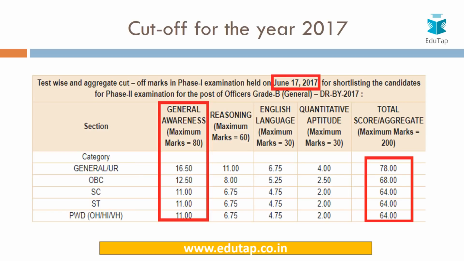Now friends, let us have a look at the cutoff for the year 2017. So in the general awareness section, the cutoff for the general category was 16.50 and the overall cutoff was 78. Friends, there were some of our students from EduTap who actually scored 70 out of 80 in the general awareness section. Basically, scoring maximum marks in this section can allow you to clear phase 1 without any hiccups, because as I mentioned earlier, the predictability is very vague for reasoning, English language and quantitative aptitude sections. So kindly aim for this particular section. A score which is decent would be 55.